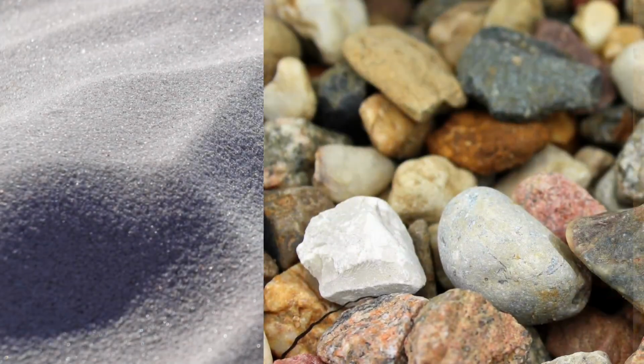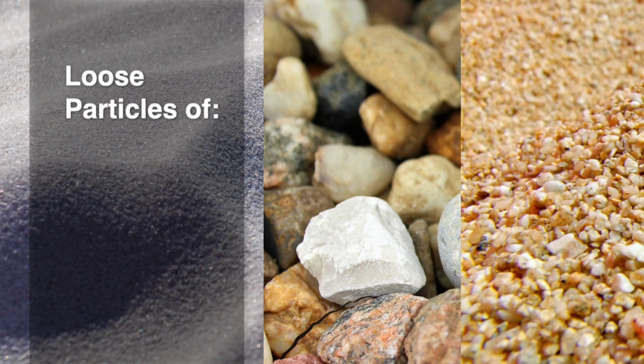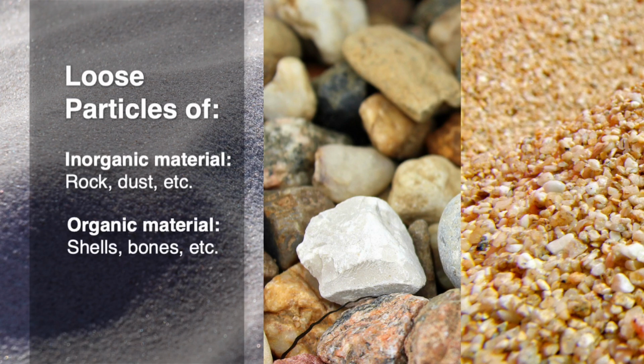The next thing we addressed was what the loose particles are made of. They could be rock, dust, small grains, gravel, all kinds of things. The organic material could be shells and bones and other material that is from an organic source.